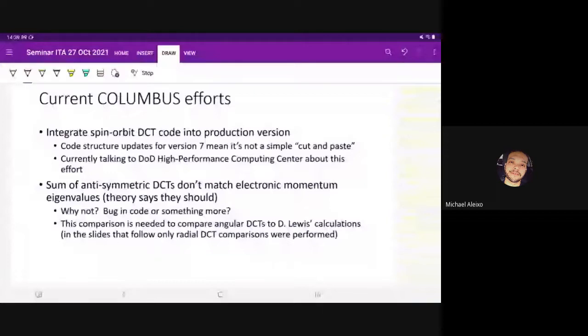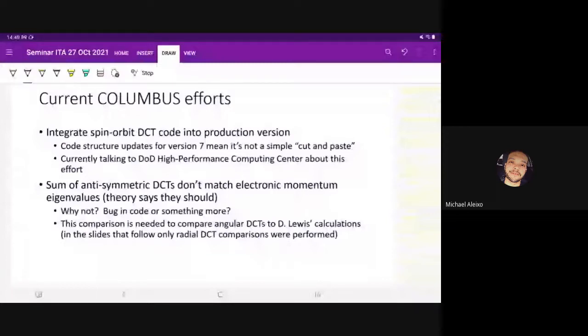Some interesting things we've seen before is, and this is a piece I won't go into right now, but I will talk about in my mini course, that derivative coupling terms can be split into a symmetric and an antisymmetric piece, just like any matrix. The antisymmetric piece should, if we add them all up, add up to be the electronic momentum eigenvalue.